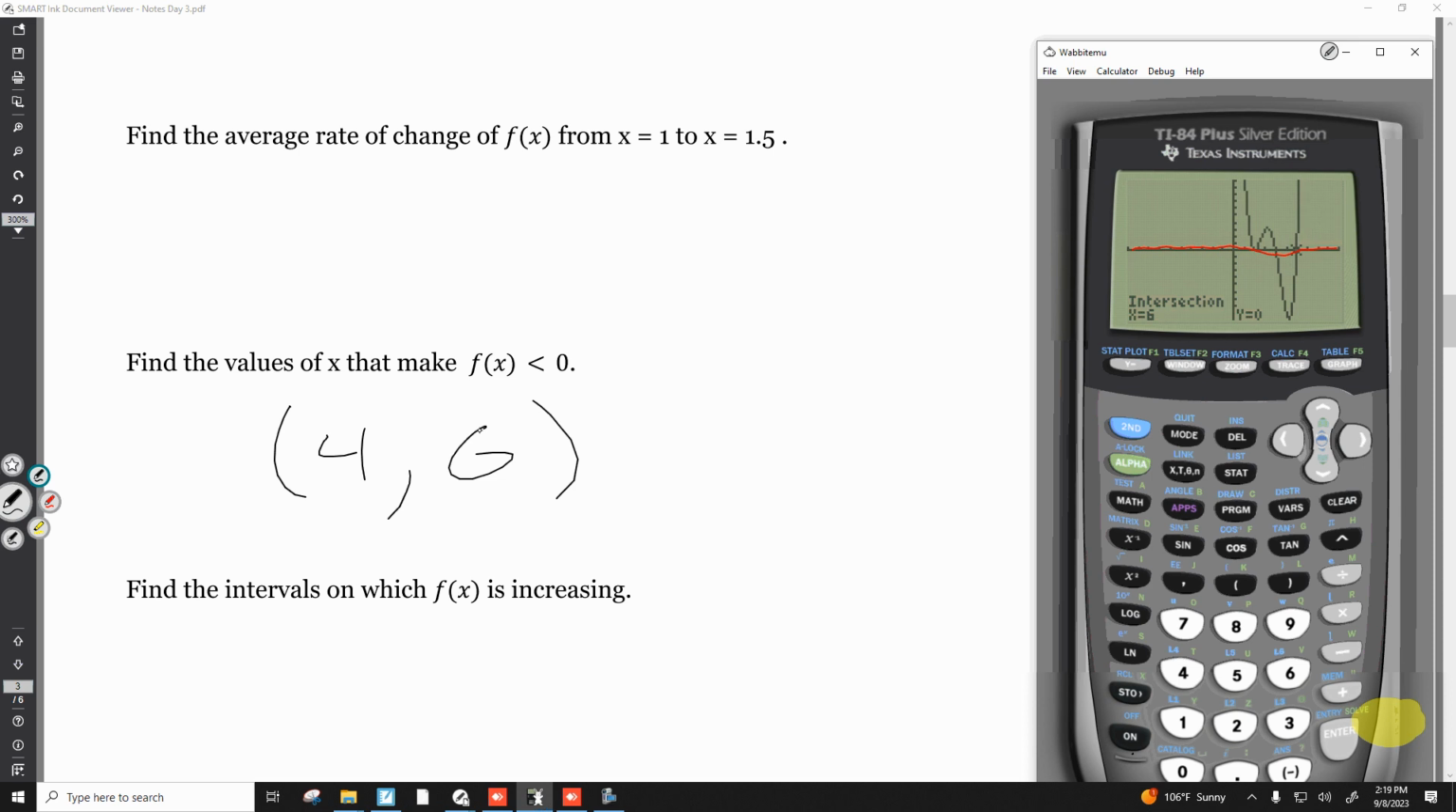Tell your neighbors, how can you answer the next question? When is my function increasing? What do you have to do to find when the function is increasing? You guys are out of it. Come on, get back in it. When is the function increasing? You typed it wrong.